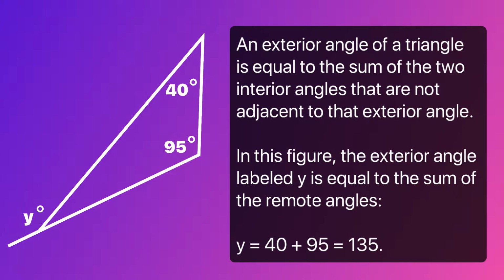An exterior angle of a triangle is equal to the sum of the two interior angles that are not adjacent to the exterior angle. In this figure, the exterior angle labeled y is equal to the sum of the remote angles. y equals 40 plus 95 equals 135.